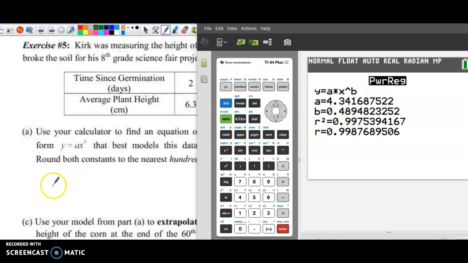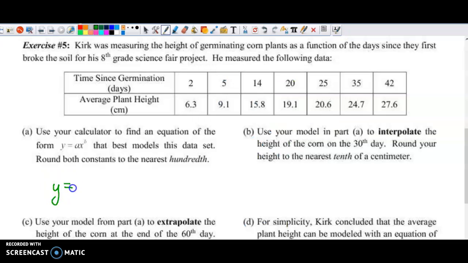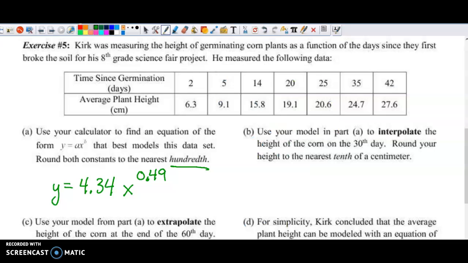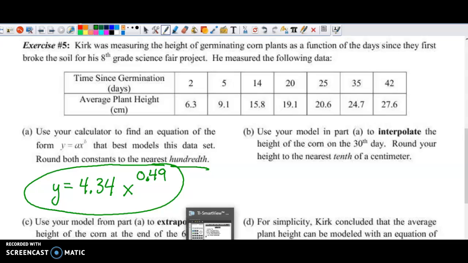And so what we would do is write the equation like this. Y equals, to the nearest hundredth though, 4.34 x to the 0.49 power. Hopefully I remember that correctly. 4.34 x to the 0.49 power. And that gives me an accurate picture if I were to look at my graph on the graphing calculator.